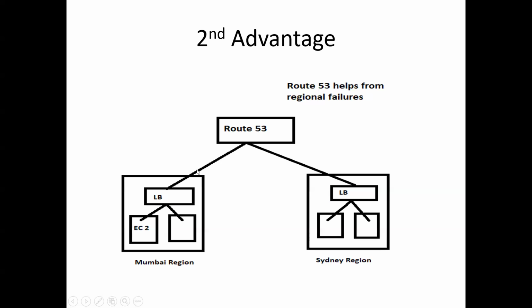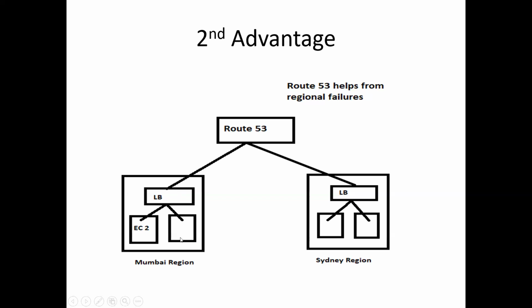We are integrating Route 53 to both the load balancers. You see here, I have my EC2 machines in the Mumbai region. I have two EC2 machines, this is one EC2 machine and this is another EC2 machine, and I've configured a load balancer for both of them. When the request comes, the load balancer will divert the traffic to the EC2 machine.